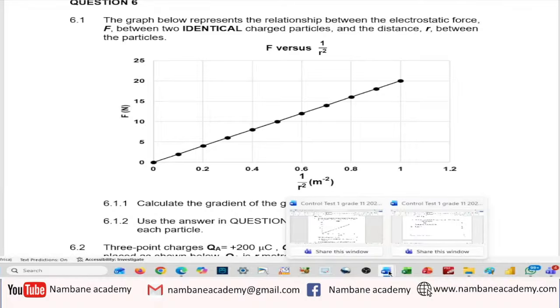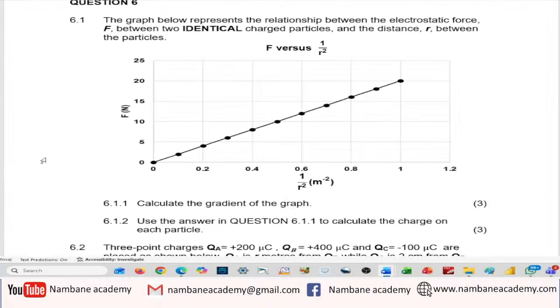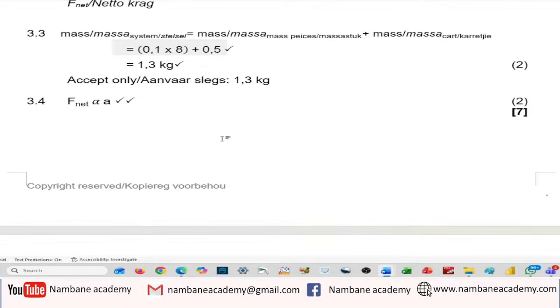Question number 6. This is now electrostatics, colleagues. The graph below represents the relationship between electrostatic force F between two identical charged particles and distance R between the particles. That is what we have there. Then the first question that the learners were asked to do was to calculate the gradient of the graph. You'll see, colleagues, even here, we said, no, let us give that extra 1 to calculation of a gradient here. At least, hopefully, our learners will get something.